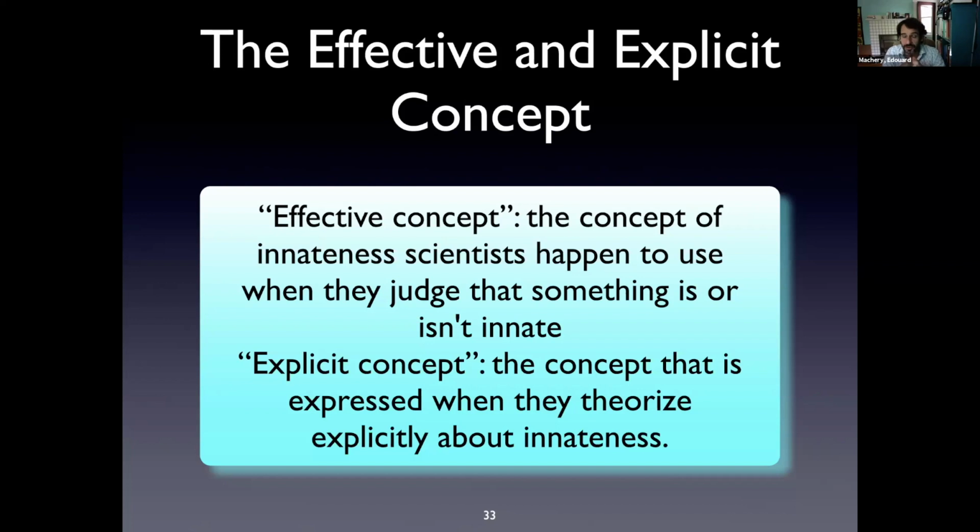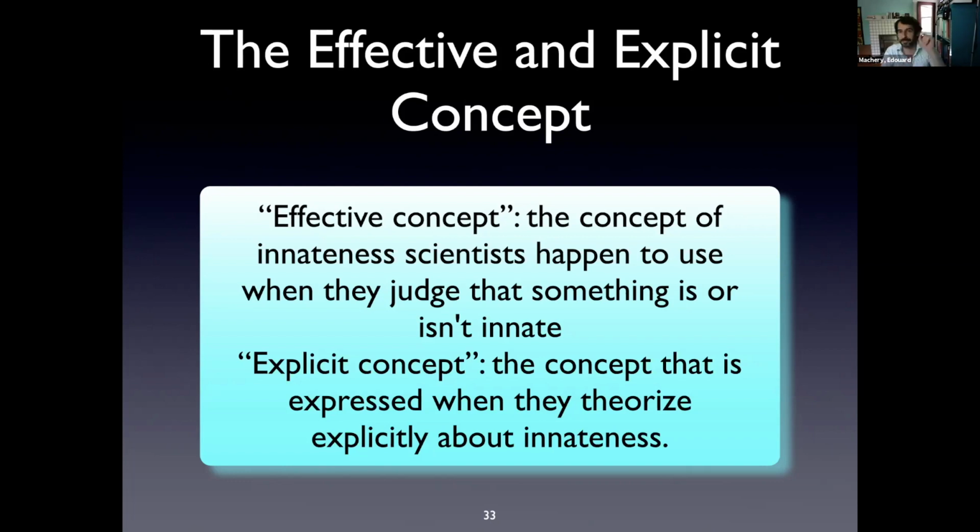Now, in many circumstances, the effective concept and the explicit concept are going to be one and the same. Particularly for new scientific concepts, there won't be any difference. But it is at least a possibility that for some things, the effective concept and the explicit concept are just not going to be the same. Scientists will use a concept in their everyday scientific life that is not identical to the concept they would use when they explicitly theorize about the extension or the reference of this concept. Our hypothesis was that this is the case for the concept of innateness, right?